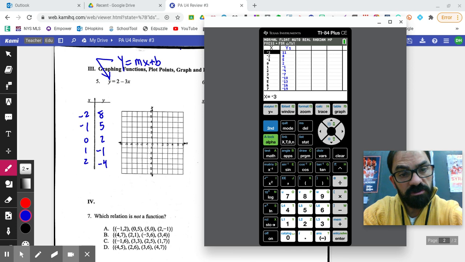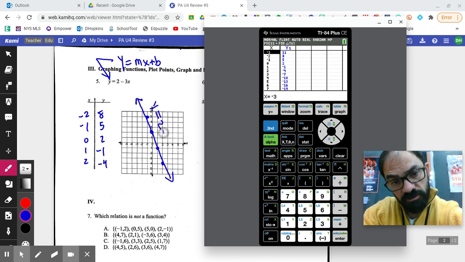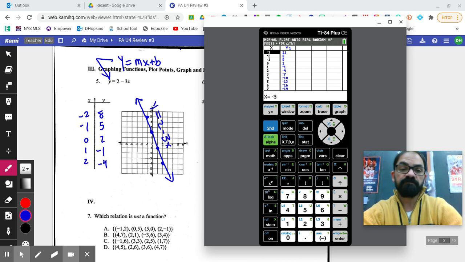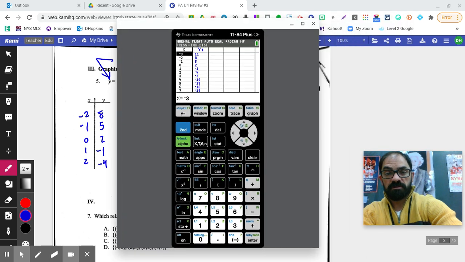Perfect. So negative 2, 8 goes off my graph. It's up here. Negative 1, 5, 0, 2, 1, negative 1, 2, negative 4, and so on. So my graph looks like this. Y equals 2 minus 3x. Don't forget to label. And that's complete.